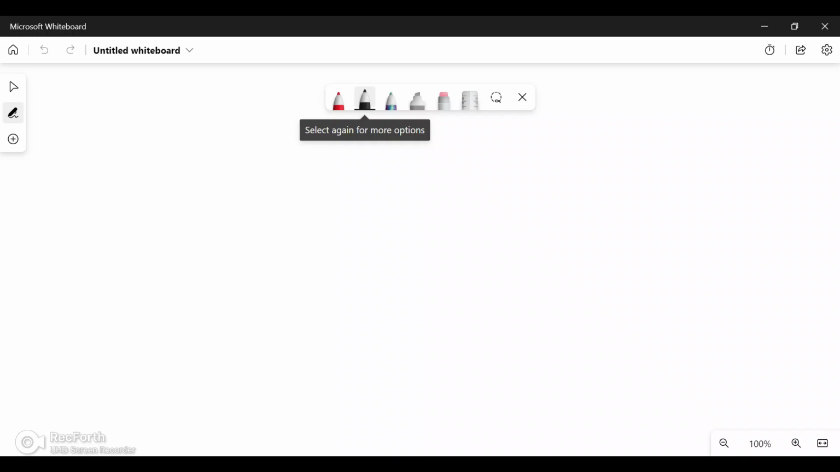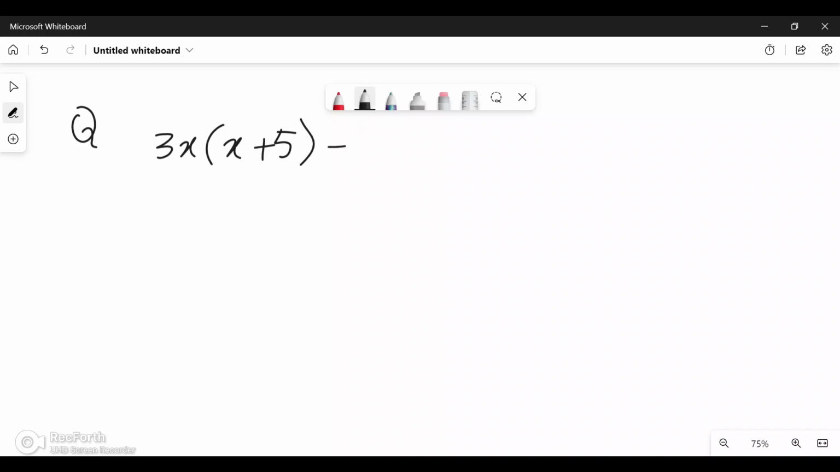For example, the very basic concept that may be asked in your upcoming exam is expansion and simplification of algebraic expressions. So let's have a question on that topic first. The first question may be: expand and simplify 3x into x plus 5 minus 6x into 3x plus 2.